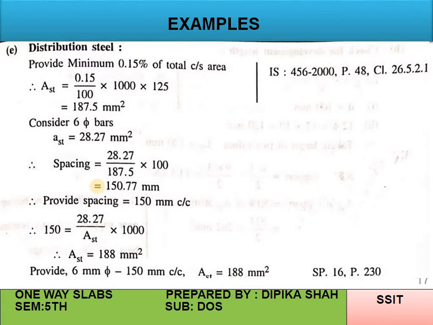So for the 6 dia bars, small ast is 28.27 mm square. So spacing would be small ast upon capital AST into 1000. So our spacing is 150.77 mm. So we will provide 150 mm center to center. Now we will find the capital AST which we have provided. So our provided AST is 188 mm square. Now we will provide 6 mm dia at 150 mm center to center and AST is 188 mm square.